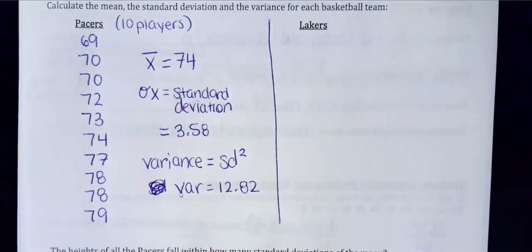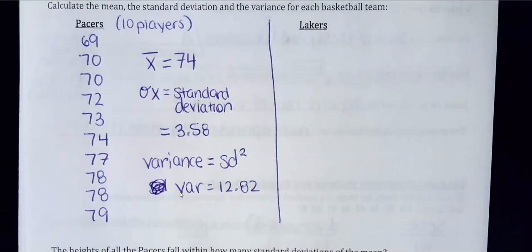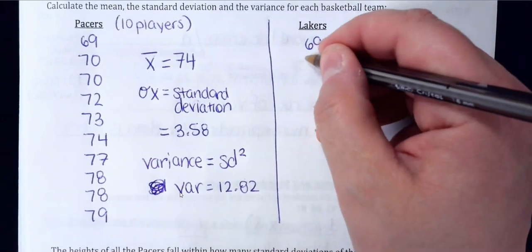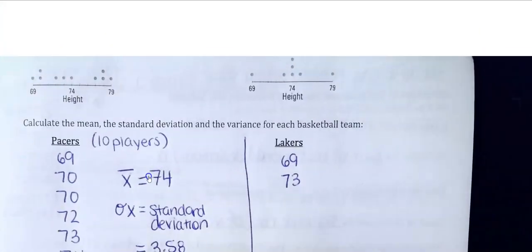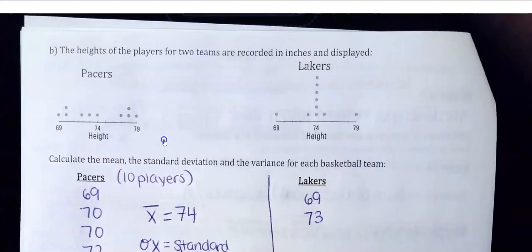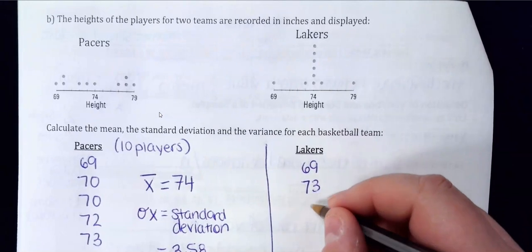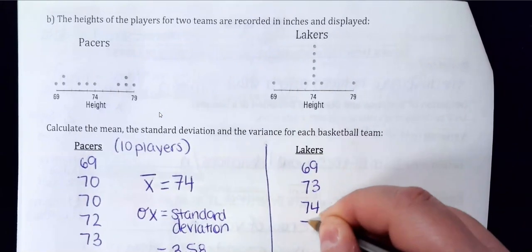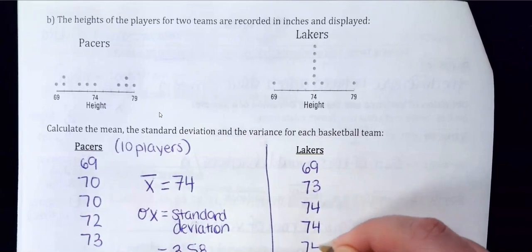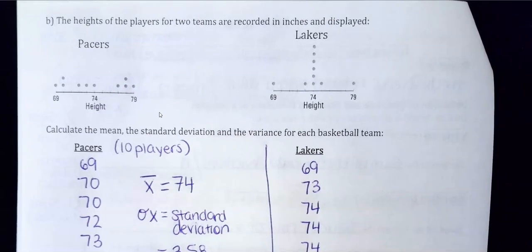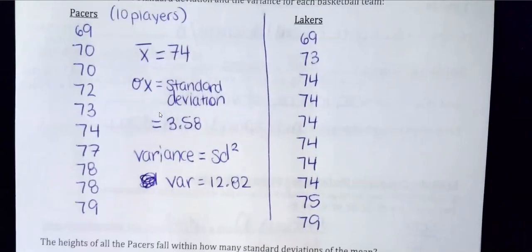Okay, now we're going to attempt to do this for the Lakers also. So let's write these guys' heights down, and you'll see you've got a ton of people on that data set with the same height. There's 6 different dots on the 74 inches. So you should have 74 6 times here. And then I got one person 75 and one person 79 from that data set.